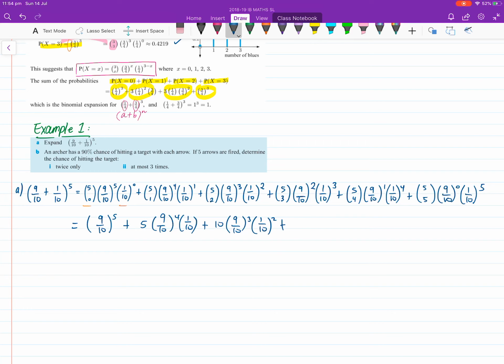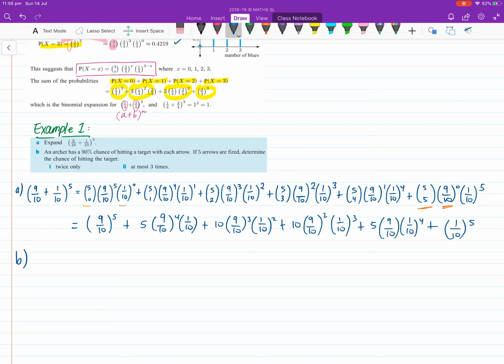Then you've got another 10. Oops, hang on, I wrote the wrong thing. 9/10 to the power of 2, 1/10 to the power of 3. And then 5 choose 4 is 5. And then you've got 9/10 times 1 on 10 to the power of 4 plus, and then lucky last, 1 on 10 to the power of 5. Okay, because that's 1 and that's 1, right? Okay, all good. So there's our expansion.